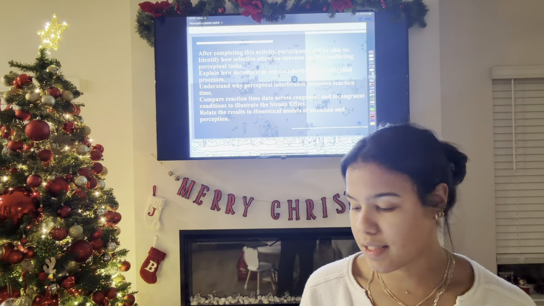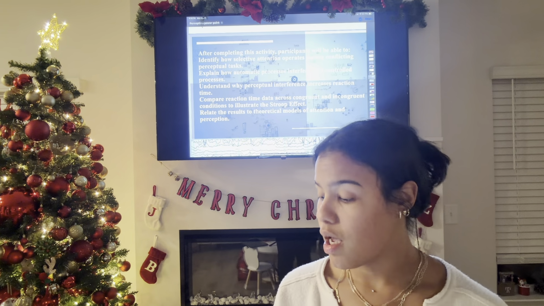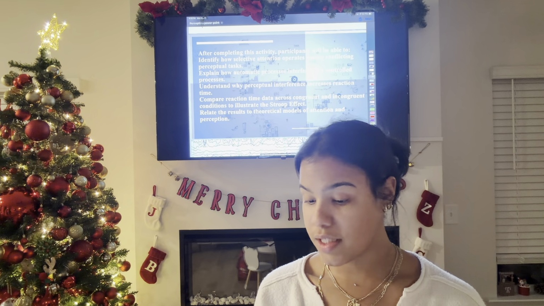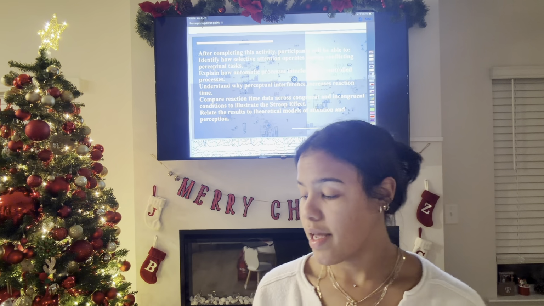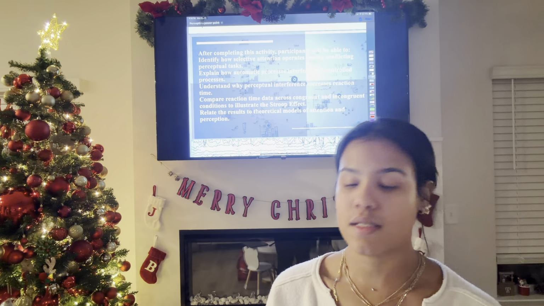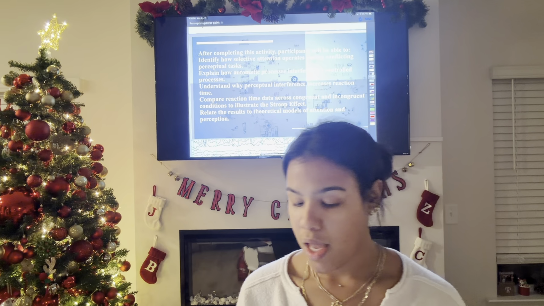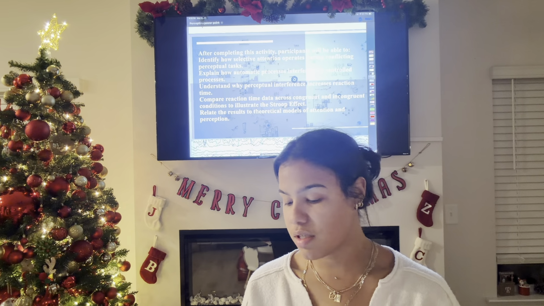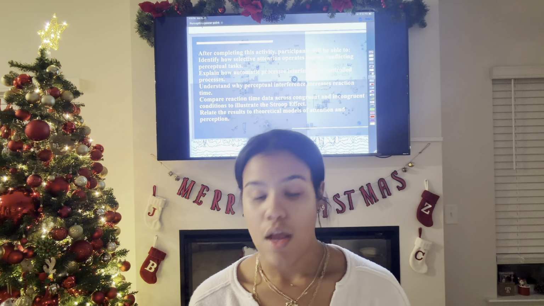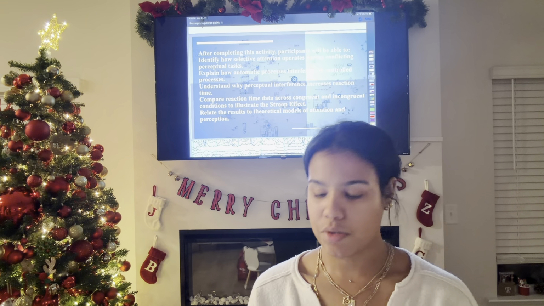After completing this activity, our participants will be able to identify how selective attention operates during conflicting perceptual tasks, explain how automatic processes interfere with controlled processes, and understand why perceptual interference increases reaction time. They will be able to compare reaction time data across congruent and incongruent conditions to illustrate the Stroop effect. They will relate the results to theoretical models of attention and perception.